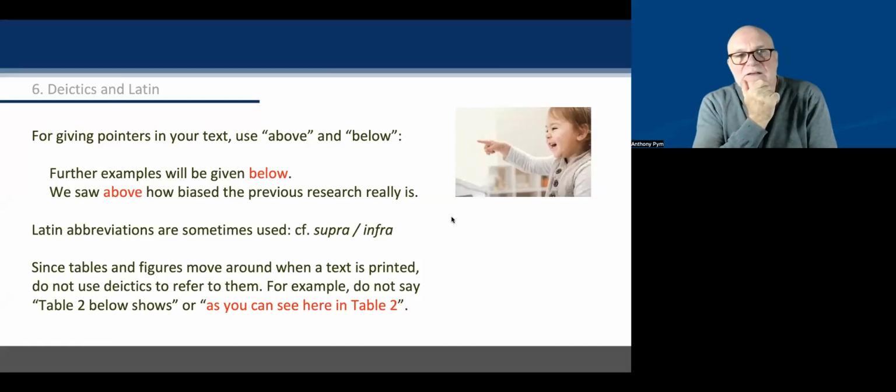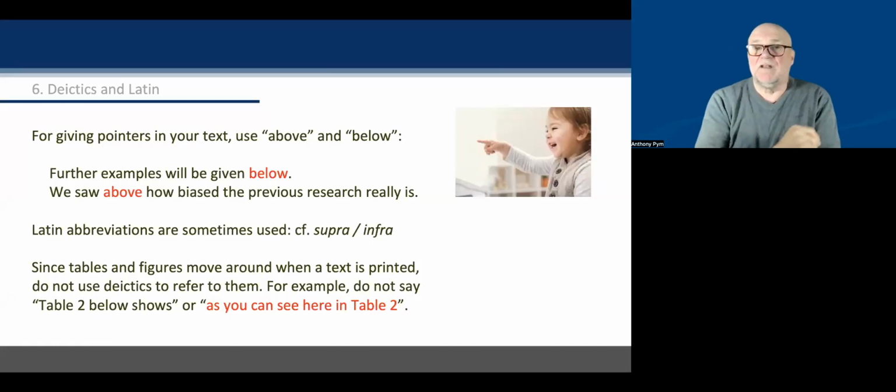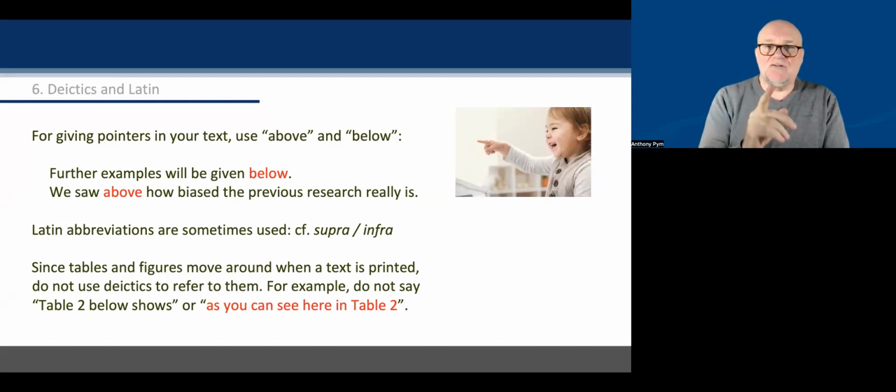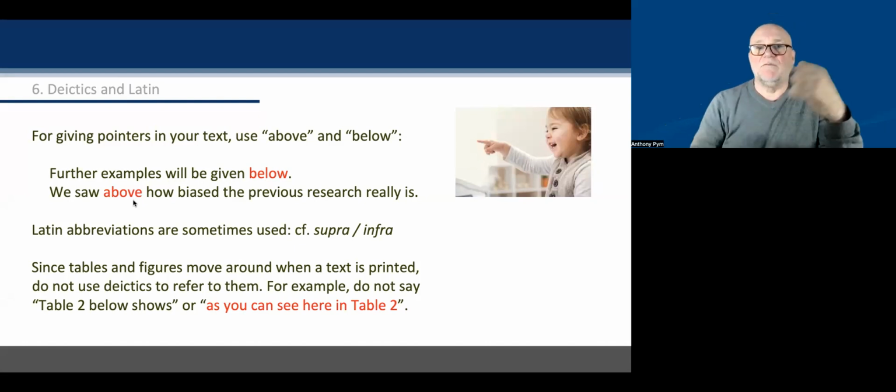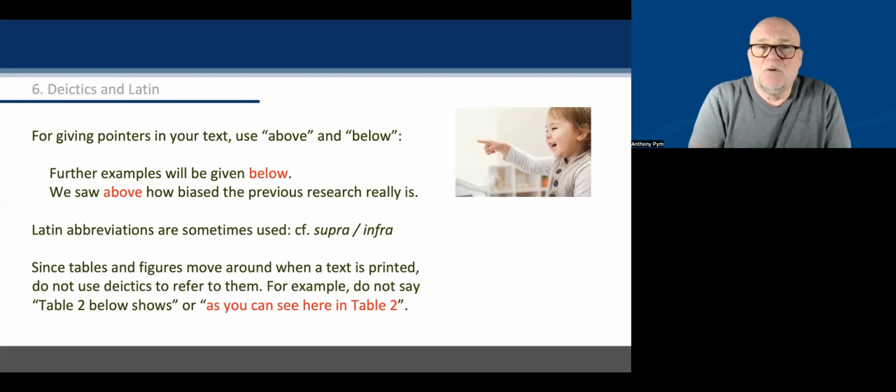My final note is on Latin, actually, which is still used in academic English occasionally, and the thing about deictics. So I mentioned deictics are just pointers, it's a finger. For the tables and things below, a few examples will be given below. This is normal. Later in your text, and we saw above, so it's above and below. Those are your pronouns for pointing in the text.